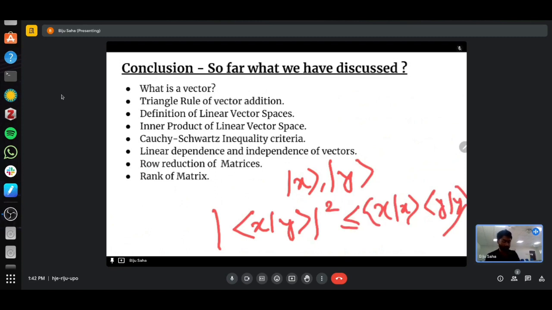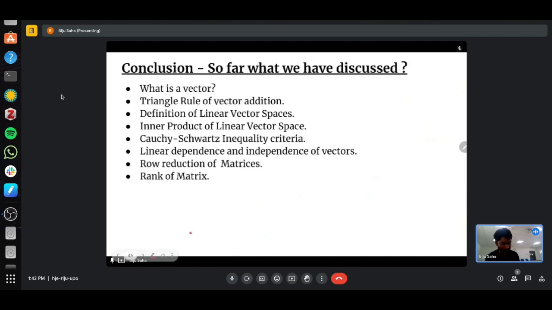And then we also saw that if the vectors can be expressed as a multiple of each other, then this inequality reduces to an equality. That was a special case. Now linearly independent vectors are those vectors which do not depend on each other, so they cannot be expressed as a multiple of one another. If they can be expressed as that, then they are not linearly independent, they are linearly dependent. So that was linear independence of vectors.